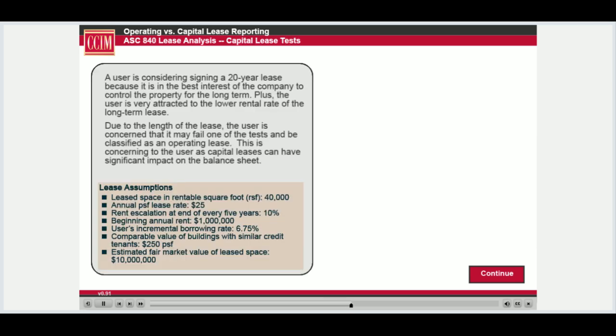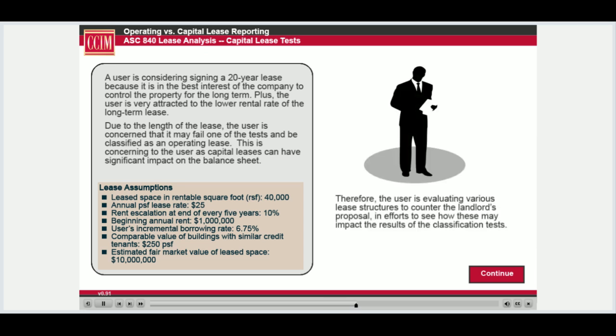A user is considering signing a 20-year lease because it is in the best interest of the company to control the property for the long term at a lower rental rate of the long-term lease. Review the information below to see how a user may view various occupancy alternatives in efforts to have a lease classified as an operating lease.